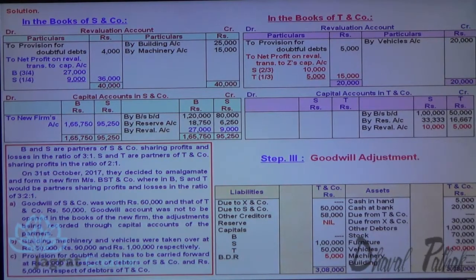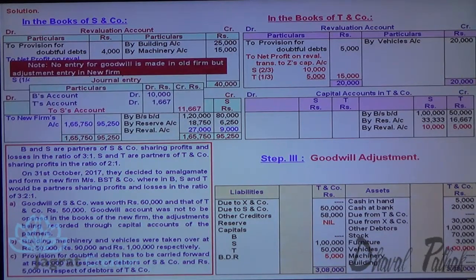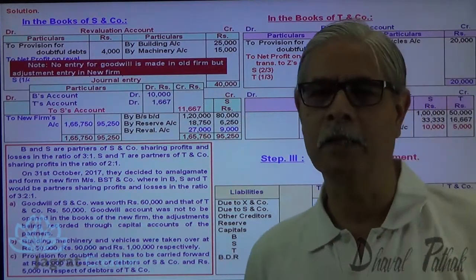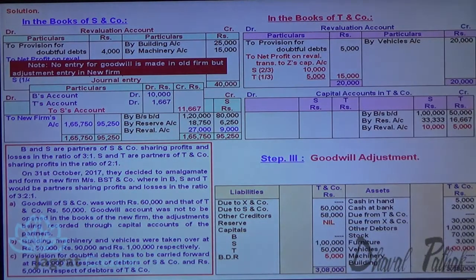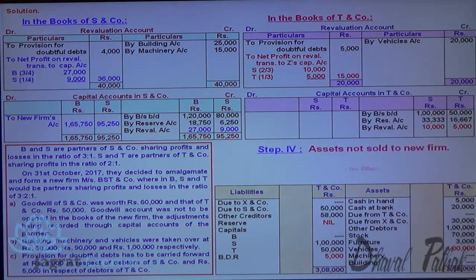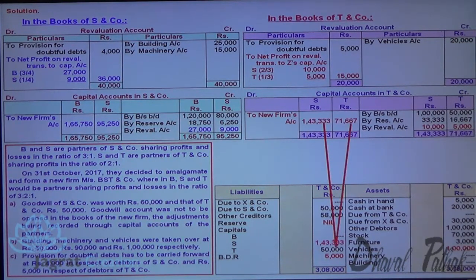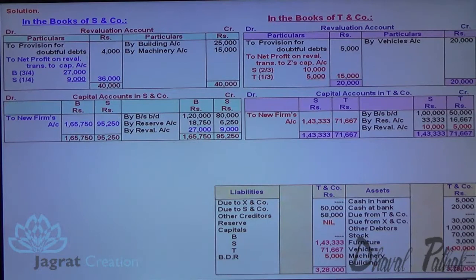Goodwill adjustment is not to be recorded in the books of the vendor firm. You know that this goodwill adjustment is to be recorded in the books of the purchaser firm, that is, adjustment entered to the capital accounts of the partners. Assets not sold to the new firm are not given in this sum, so don't consider them. Similarly, all the liabilities are transferred, so there is no need to transfer any liability to the capital accounts of the partners. Now find the capital balance, write the capital balance, and prepare the balance sheet. So the total is 3,28,000, 3,28,000.